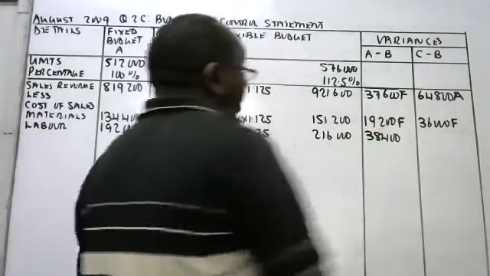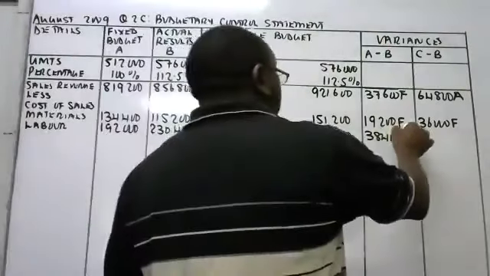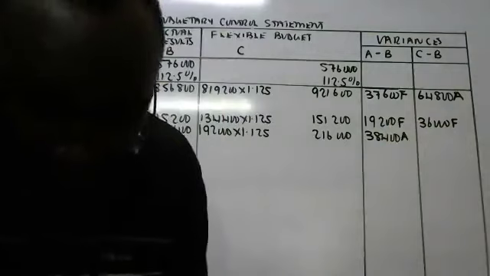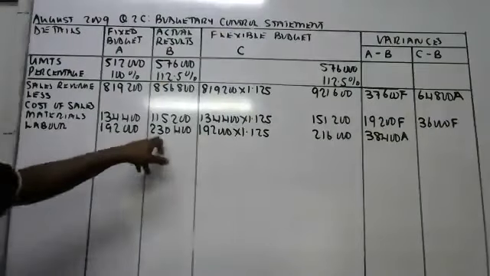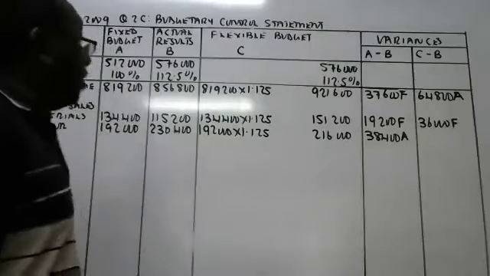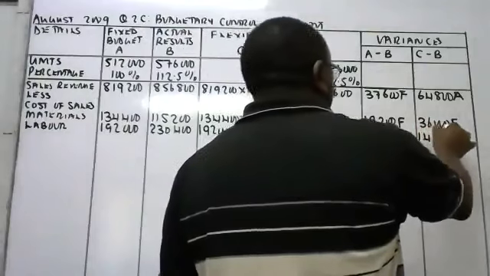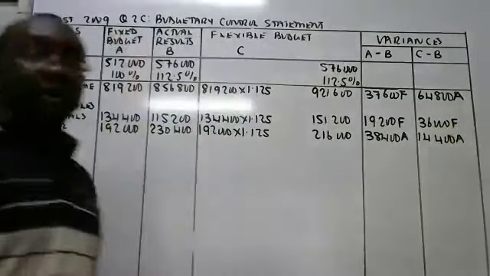400. Is that favorable or adverse? It is adverse, we spent more. And make sure you don't write it as negative. We don't show the negative side. Again, 230 and 216 is a difference of 14,400. Yes, 14,400. And it's also what? Adverse. It's also adverse.